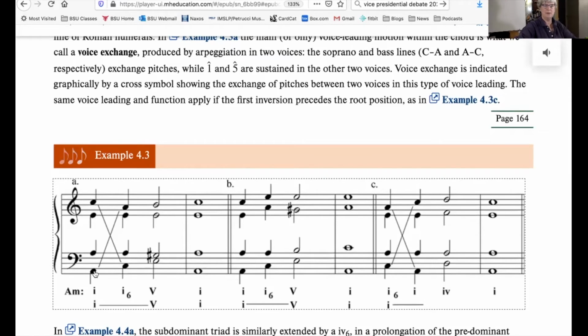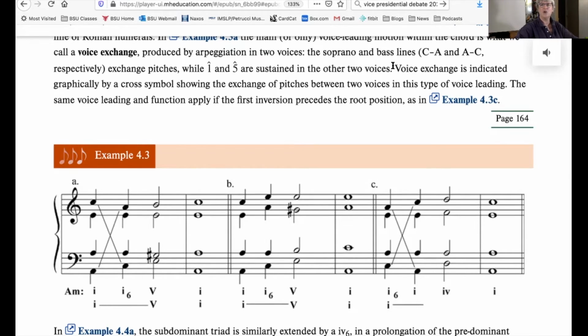Look at what's happening between the bass and the soprano in this example. Notice that the tenor and the alto are remaining stationary, so we're actually keeping two notes the same while the outer voices move. In the first chord, the bass has an A and the soprano has a C. And then in the second chord, the position of those two notes is exchanged. So now the bass has a C and the soprano has an A. This is called a voice exchange, and that's a term that you should know.